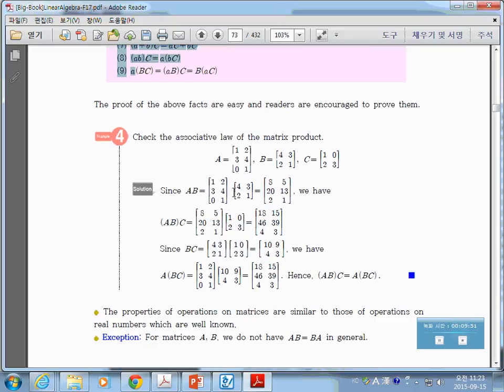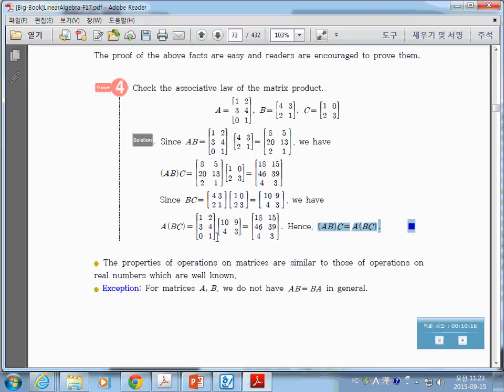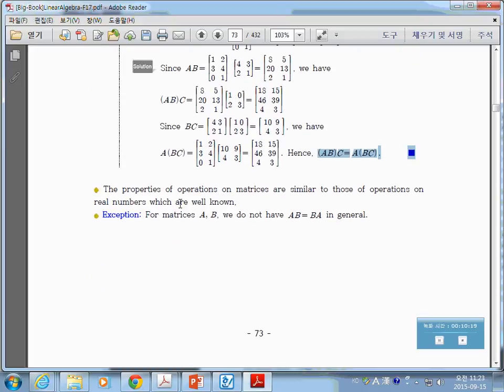Okay, check the associative law of the matrix product A, B, and C. Then you check AB and find ABC here, and you find A times BC. Then you will have the same answers, the same matrices. If you randomly generate matrices A, B, C of reasonable size, then you will see it always works. Okay, most of the properties of these operations on matrices are similar to those of operations on real numbers that you already know well. But there is one exception, which is this.